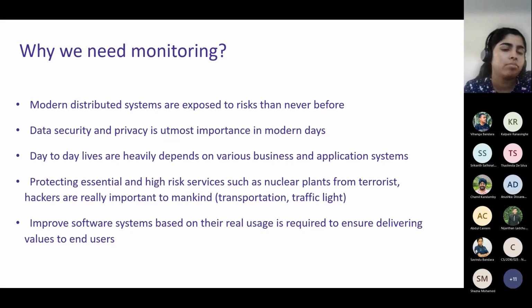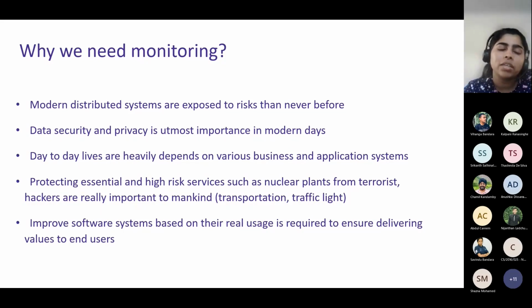Also, our day-to-day lives depend heavily on various business applications and systems these days. Like we do online shopping, we do online banking. So we are always connected with the public internet, and with several kinds of applications from all over the world. There is always a risk for these types of systems, and if there is a breakdown in one system, it can affect day-to-day life easily.